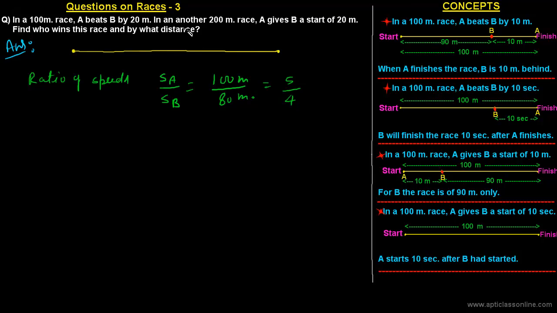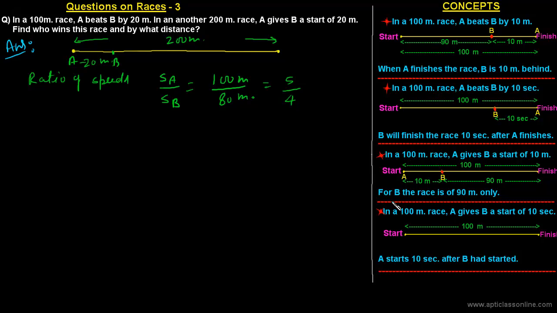Okay, but again they have a race of 200 meters. So when they have a race of 200 meters, A gives B a start of 20 meters. That means B is standing 20 meters ahead of A.